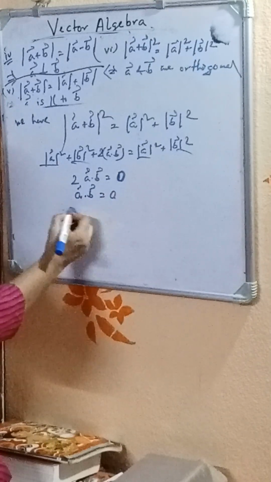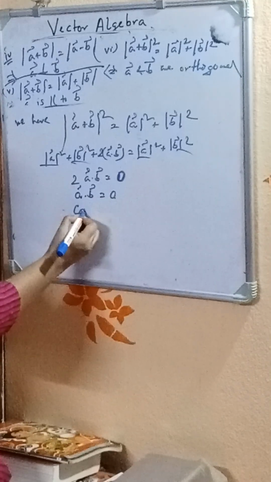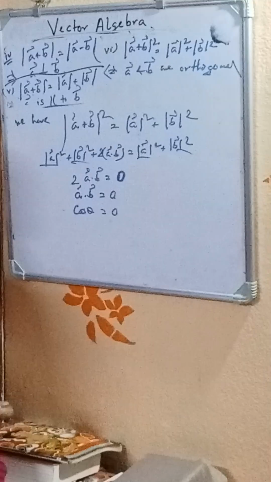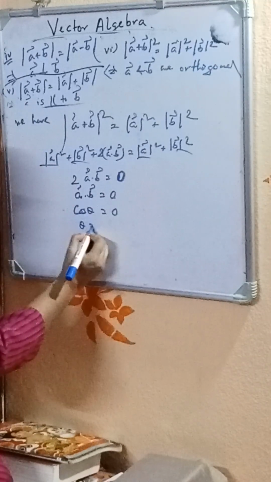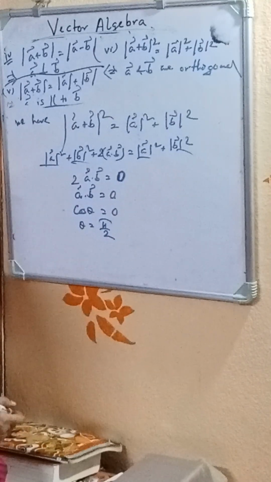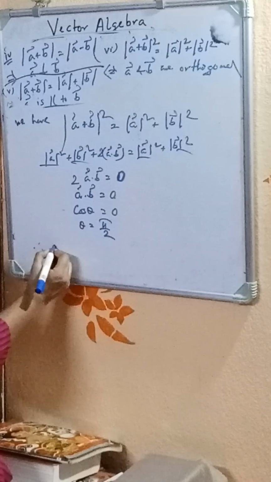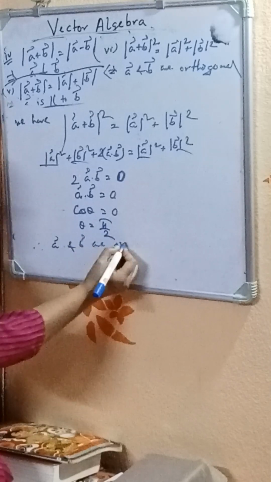This means that cos theta equals 0. Cos theta will be 0 in only one case, when theta equals pi by 2. Therefore, the vectors A and B are orthogonal to each other.